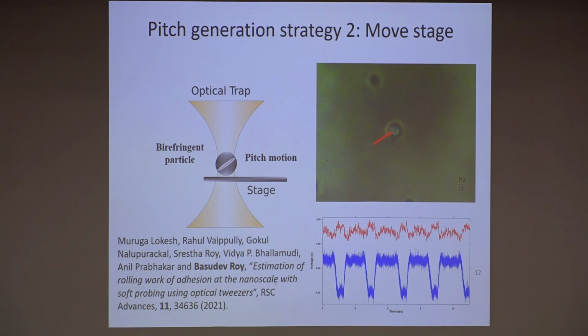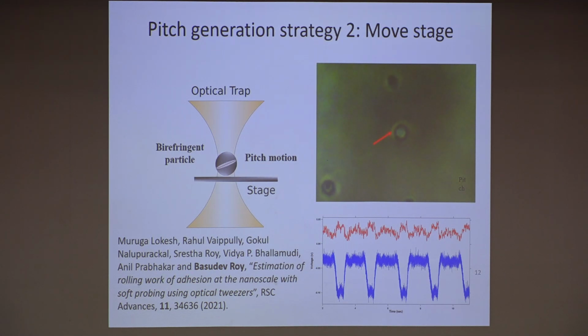Now if you want to change the surface from hydrophilic to hydrophobic, then you get complete slipping and there is no rotation at all. So we have shown in this paper, the RSC Advances paper, that we can get from one configuration to the other. There is also one more case where we have chosen micro diamonds, which also have birefringence, so that we have shown rolling with slipping. So the 3 cases are covered.